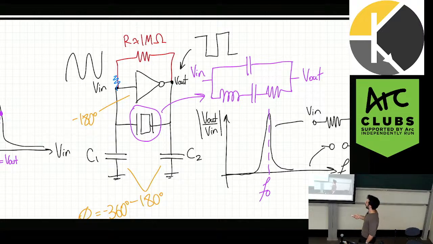They're always going to look like this, right? They're going to have some sort of gain element, some sort of nonlinear element, and they're going to have some sort of feedback loop with a filter in them. That's all of the oscillators you'll ever see that are like this.